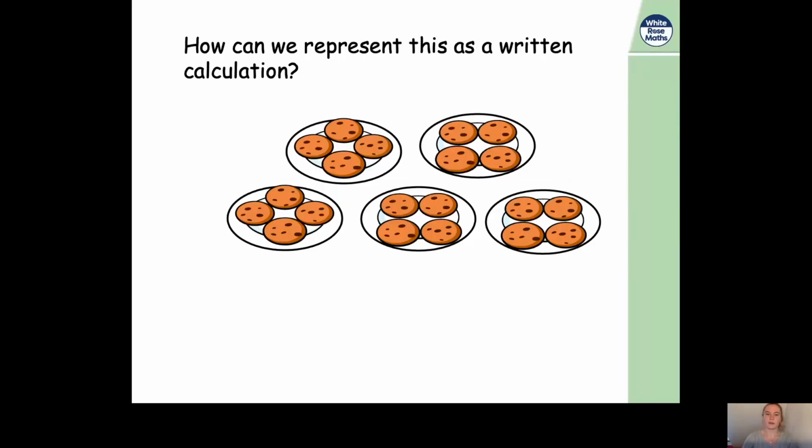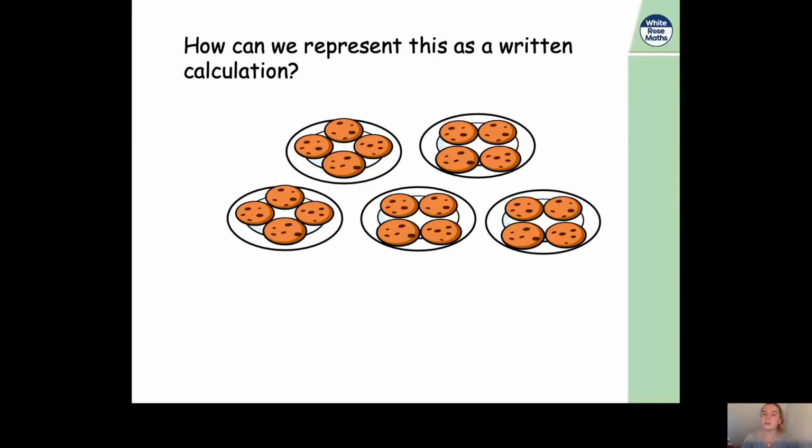Okay, how about we represent these cookies with a written calculation? Could you pause the video and have a go at writing a division number sentence for these cookies? Okay, Year 2. So remember, the first number is how many cookies there are altogether. Well, how many cookies were there altogether? Yes, that's right. There were 20 cookies altogether. And how many plates were they shared between? Yes, they were shared between 5 plates.